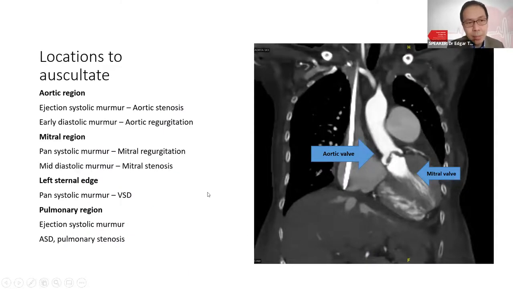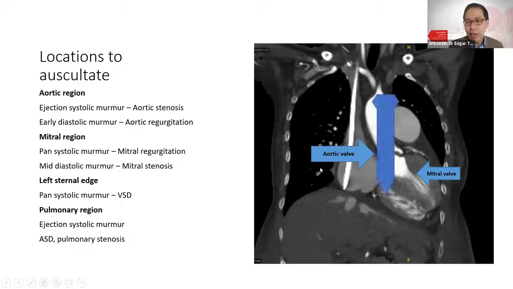The second thing to think about is that we've been taught specific locations to put our stethoscope to auscultate. In the past, they didn't really explain to us exactly why we have to put it in these spots. But if you look at it nowadays, if you do a CT scan, this is a coronal plane where we cut the patient from the top to the toes. And you can see the aorta here, the mitral valve, aortic valve, the right atrium, the tricuspid valve, and the pulmonary valve.